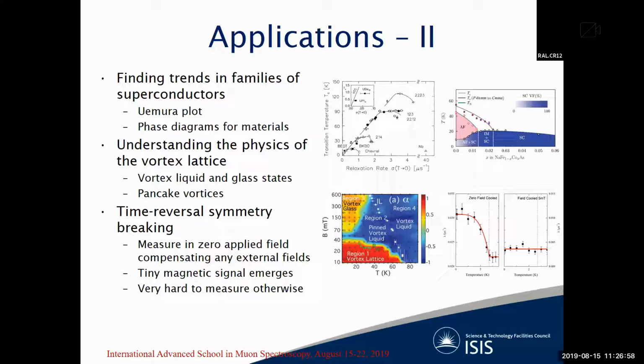So it's another property of the superconductor. Some superconductors show time reversal symmetry breaking. In this case, you expect a spontaneous magnetic field in zero field measurement below the superconducting transition, as you can see here.